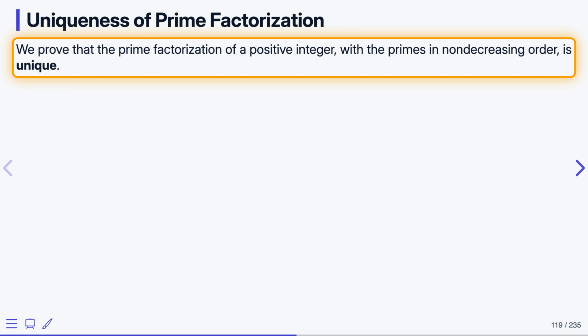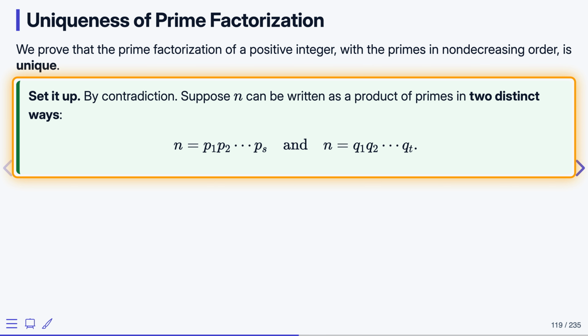Now we prove that a number has only one prime factorization once the primes are listed from small to large. This is the uniqueness half of the fundamental theorem of arithmetic. The existence half is proved in section 5.2. Set it up. We argue by contradiction. Suppose some positive integer n could be written as a product of primes in two genuinely different ways. Call the first way P1 times P2 up to PS. Call the second way Q1 times Q2 up to QT.